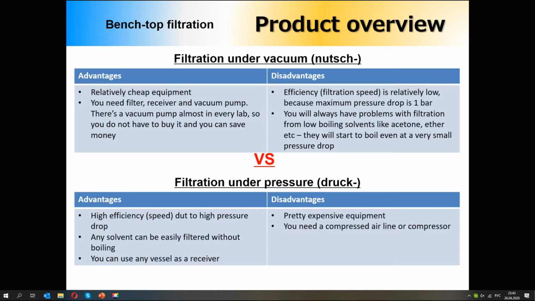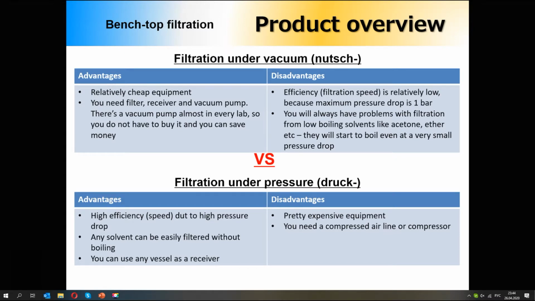But there are some disadvantages. Even when we're talking about complicated units like a filter reactor, which has a jacket and a lid, and so everything is isolated from the atmosphere, you still have some disadvantages. First of all, the efficiency, the filtration speed. The filtration speed is relatively low because the maximum pressure drop that you can get when you're filtering under vacuum is 1 bar.